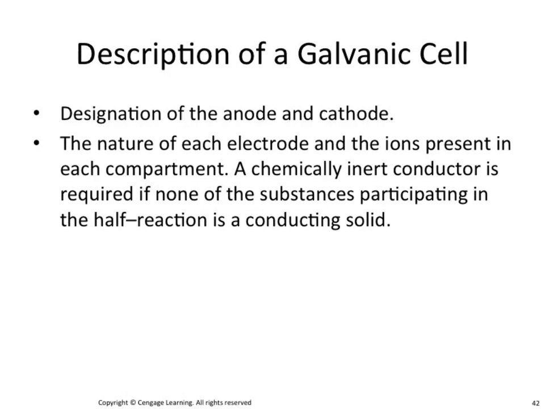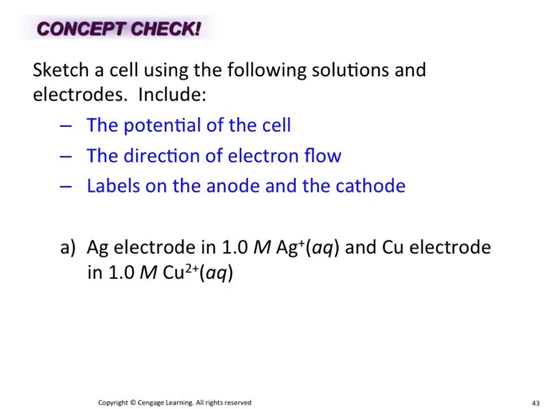So what we'll have is you need to be able to designate your anode and your cathode. Tell me which way electrons are flowing. Tell me what the E potential is. And we will have an inert conductor in there if needed. So we're just going to sketch one of these real quick and then be done. It says sketch a cell using the following solution.